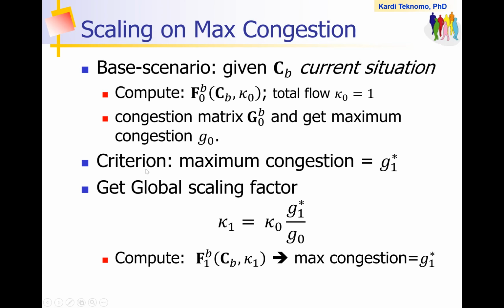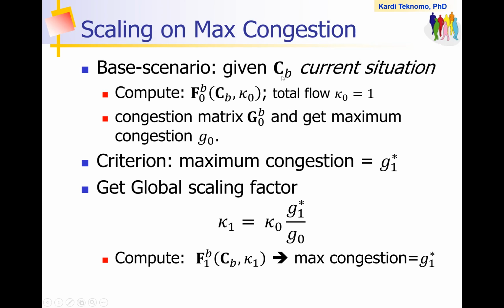And then you have the criterion you are given. For example, the maximum congestion that you want is G1, for example 0.8 or 0.9. And this is the formula. Now you want to get the global scaling factor K1, which is equal to K0, which is 1, multiplied by G1, this is given, divided by G0, which you get from the congestion matrix where total flow is 1. From here you get K1. This is the total flow, based on the global scaling factor.